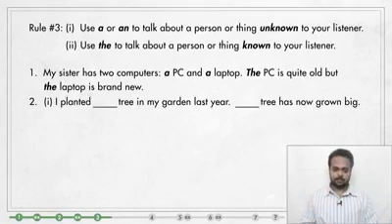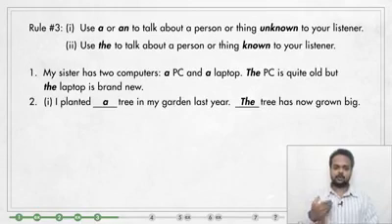Here's another example, but now, can you fill in the gaps? It's pretty simple. The first time I mention my tree, I'm going to say a tree. So, I planted a tree in my garden last year. Now you know about the tree, so I can say, the tree has now grown big. Now this was easy because we were talking about one tree.